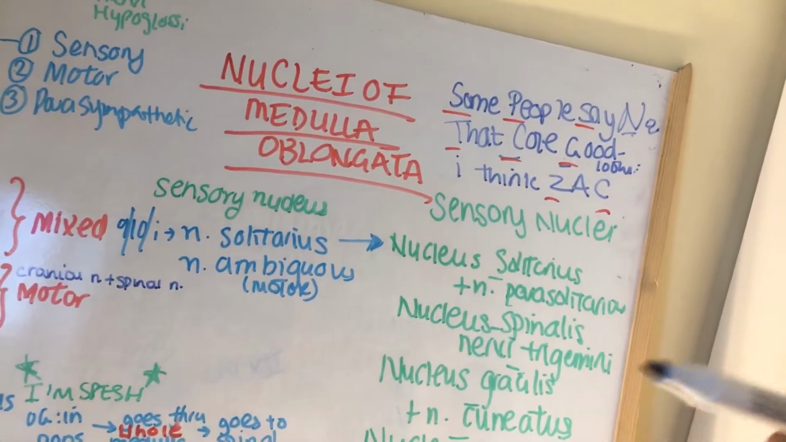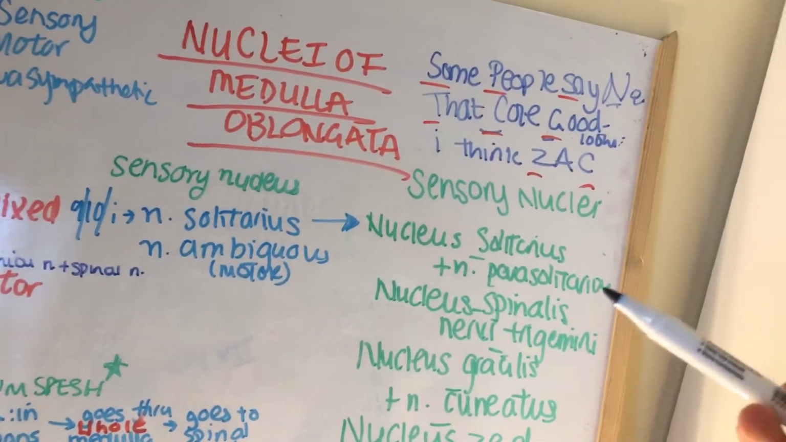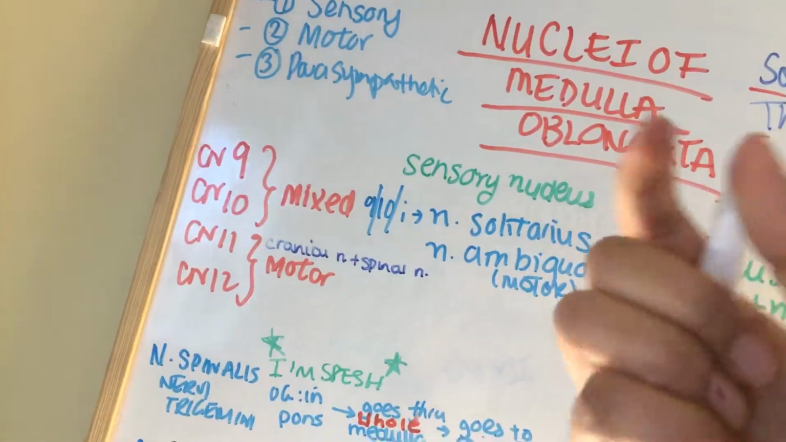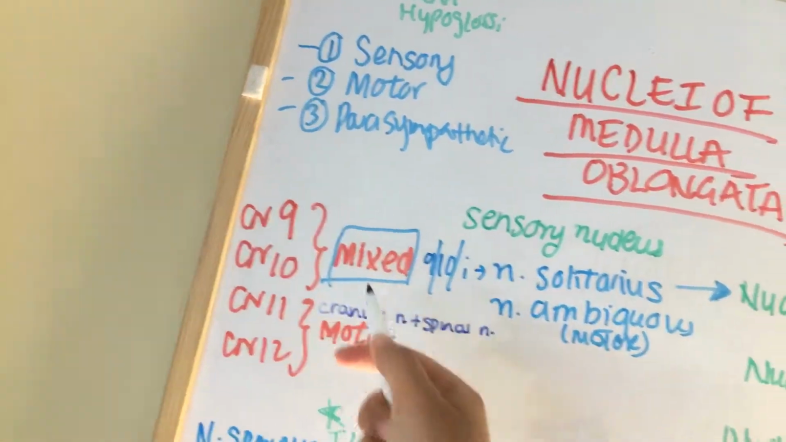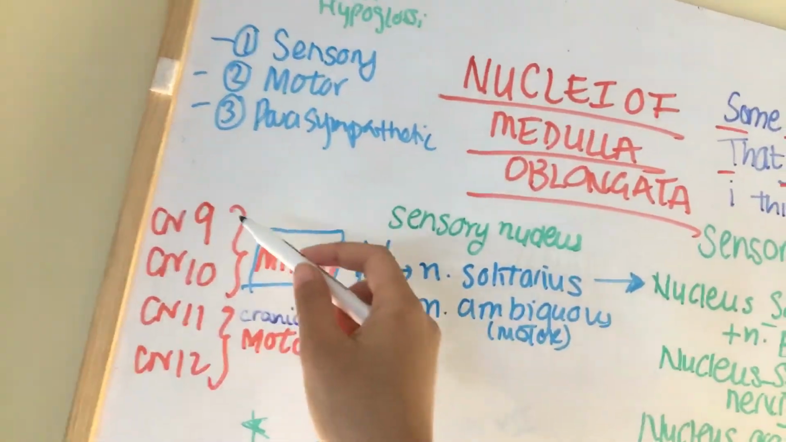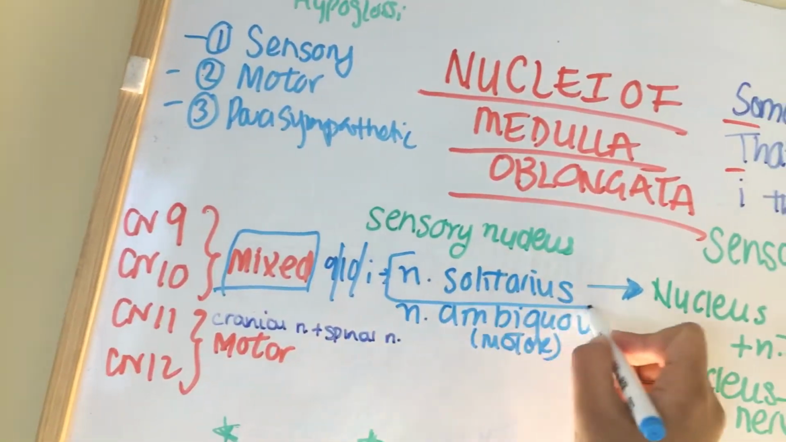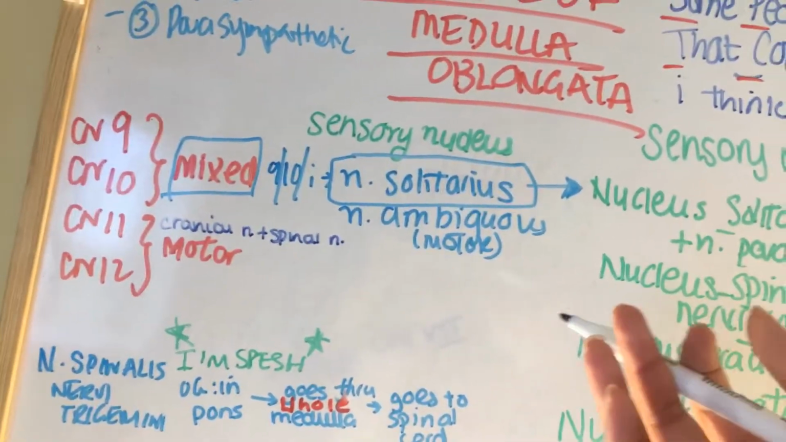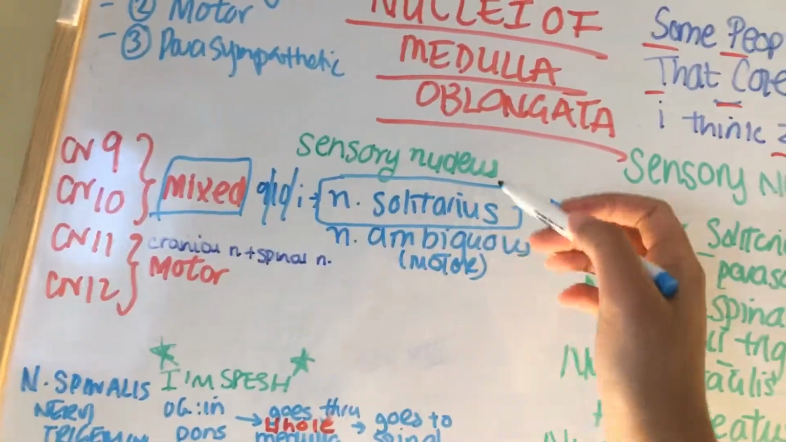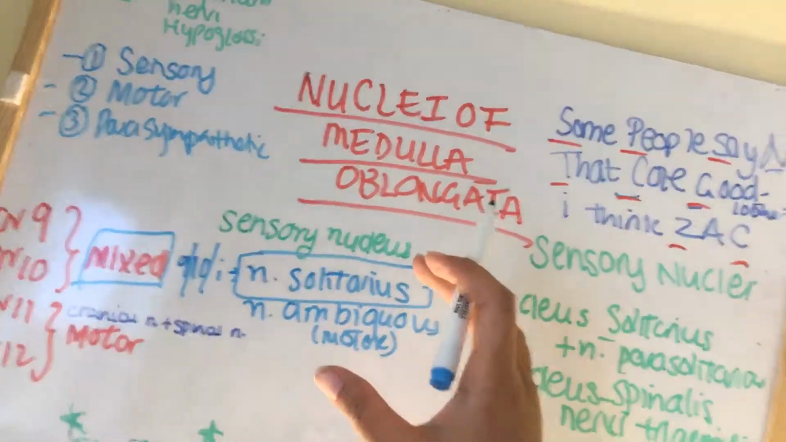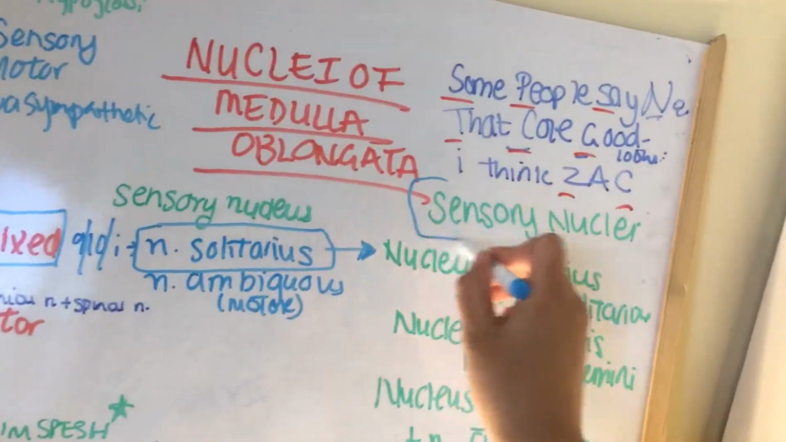But when we're talking about cranial nerves 9 and 10, which are mixed, let's start off by discussing firstly just this part. Ignore everything else. Because they're mixed, they have both sensory and motor. And the sensory nucleus for cranial nerves 9 and 10 is nucleus solitarius. This is also known as tractus solitarius, but let's just stick to nucleus solitarius for the purpose of keeping it short.